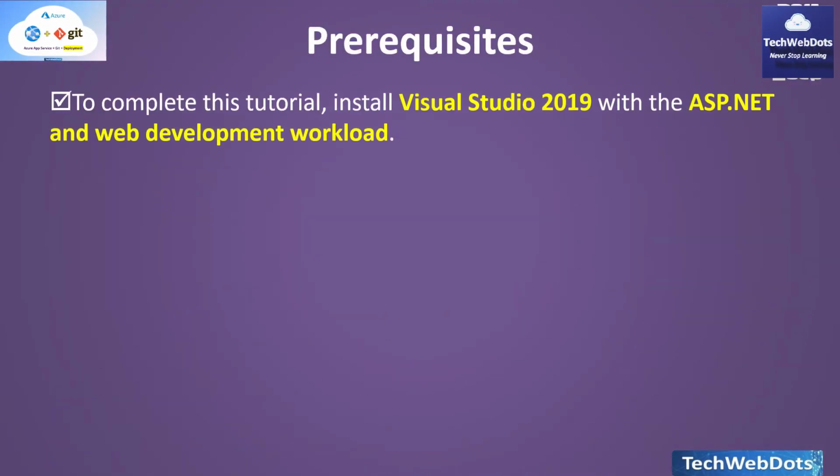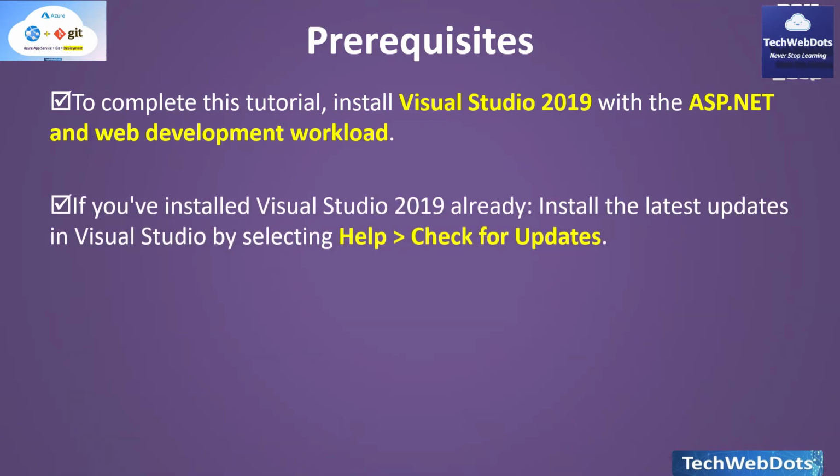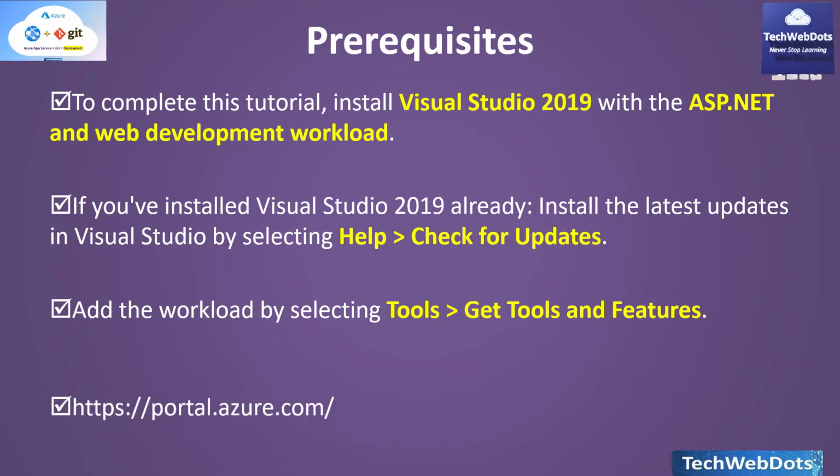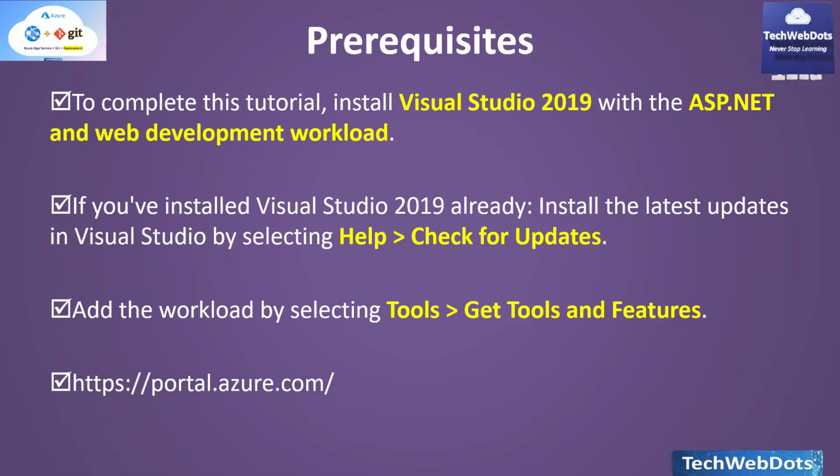The basic requirement for this session is that you should have Visual Studio 2019 on your machine with the ASP.NET web application workload, or web development workload. If you have installed it, you can check for updates from the Help menu, and in the tools and features you can check that the workload is properly there. Let's switch to Visual Studio.